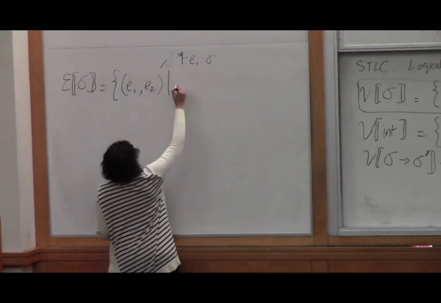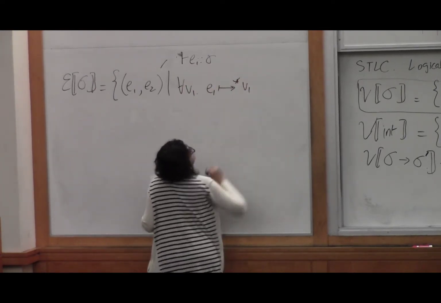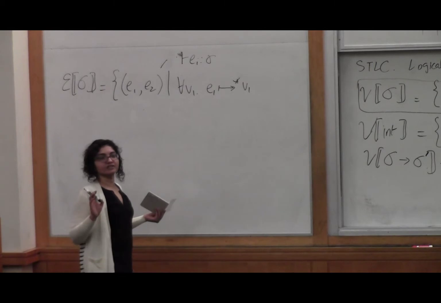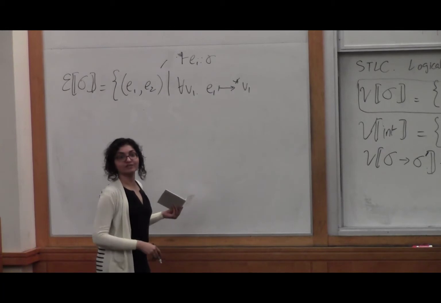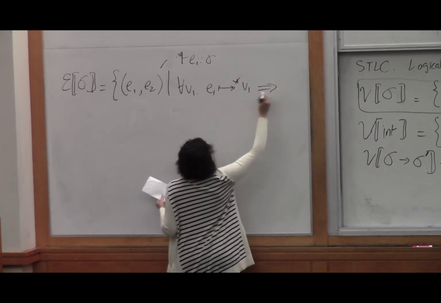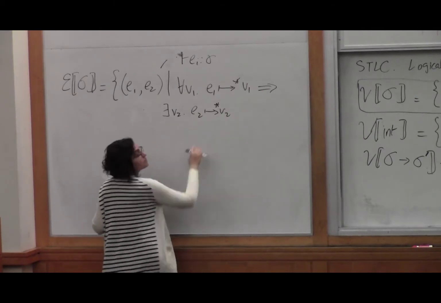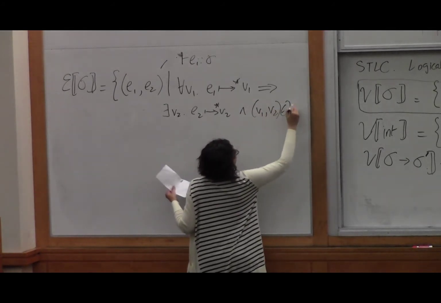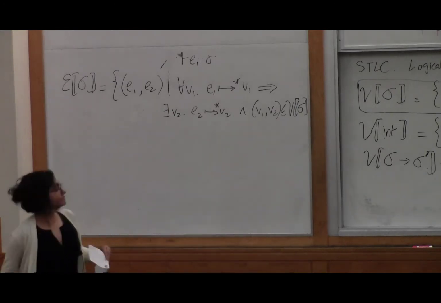I think I'll actually go with that one. I'll say for all V1 such that E1 runs to V1, so I could have been more specific, but I'm not taking advantage of the termination in my language. If I was, then I'd be showing termination together with setting up a logical relation for equivalence. Okay, so if E1 runs down to V1, then that implies that there exists a V2 such that E2 runs to V2 in some number of steps. This is just my operational semantics. And the V1 and V2 are related in the value relation at the type sigma. Is that readable?